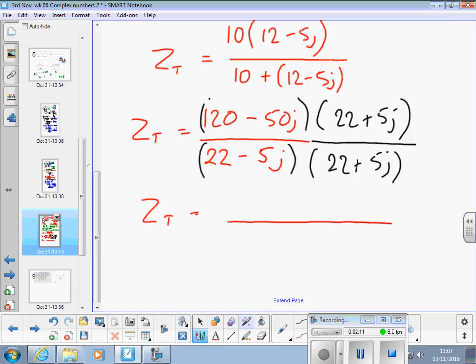So underneath, from doing several of those, we know it ends up at 22 squared plus 5 squared. Yeah, because if you square a negative number, you'll end up with a positive one, won't you? Top line becomes minus what?